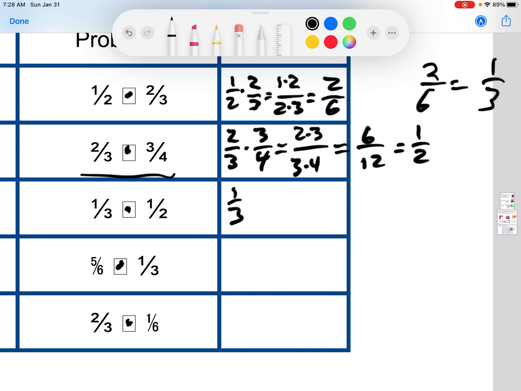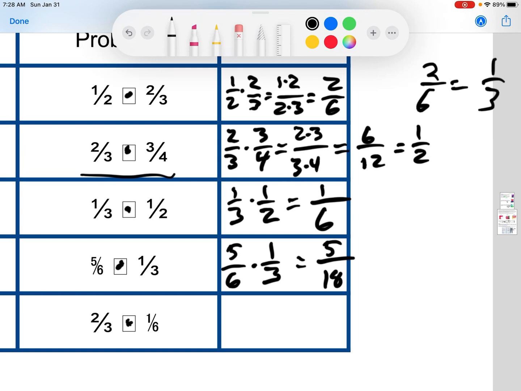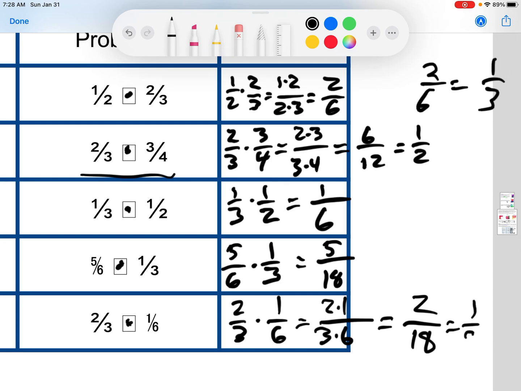And here we have 1/3 times 1/2, right? 1/3 times 1/2, that is 1 times 1 and 3 times 2. And in here we have 5/6 times 1/3. 5 times 1 is 5. 6 times 3 is 18. And for the last one, we have 2/3 times 1/6, and it's easier to see these. That's why I'm rewriting these, right? Again, just as a quick reminder, that's 2 times 1 over 3 times 6, and 2 times 1 is 2, and 3 times 6 is 18, which happens to be 1/9.